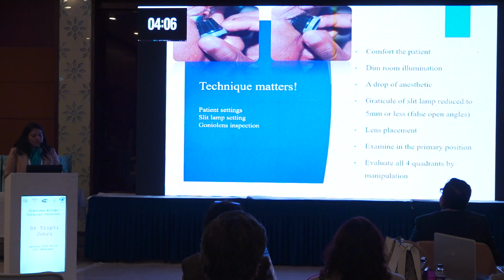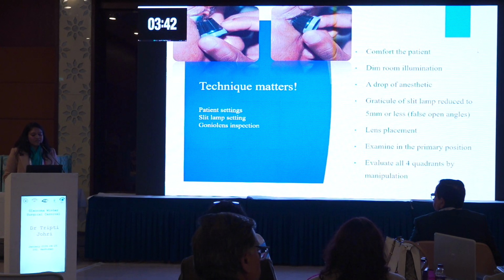So coming on to the technique of gonioscopy, first we have to be careful of the patient settings. We have to make the patient sit comfortably in a dim illuminated room after applying a drop of anesthetic. Coming on to the slit lamp settings, the graticule of the slit lamp should be reduced to 5 mm or less to prevent any light-induced pupillary miosis.